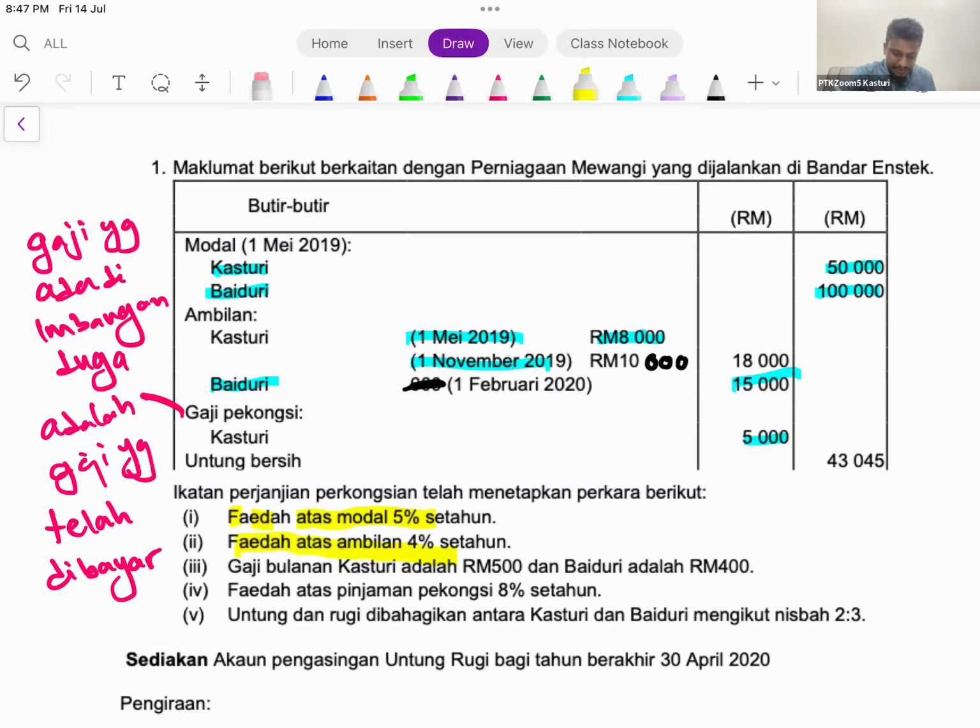Faedah atas ambilan is 4%. Gaji bulanan Kasturi is 500. Baiduri is 400. Faedah atas pinjaman is 8%. Kongsi untung 3/2. What's the meaning of 3/2?